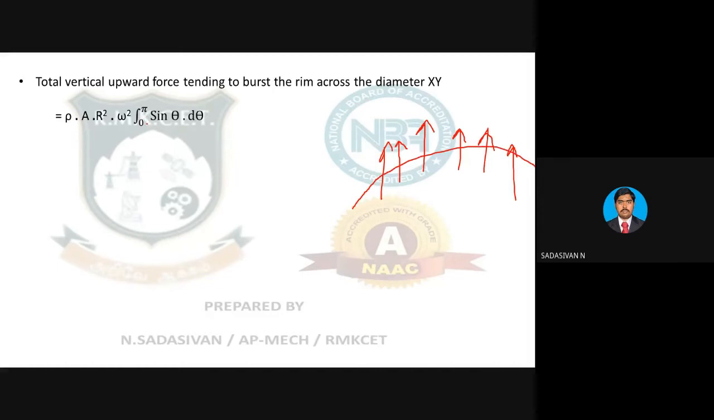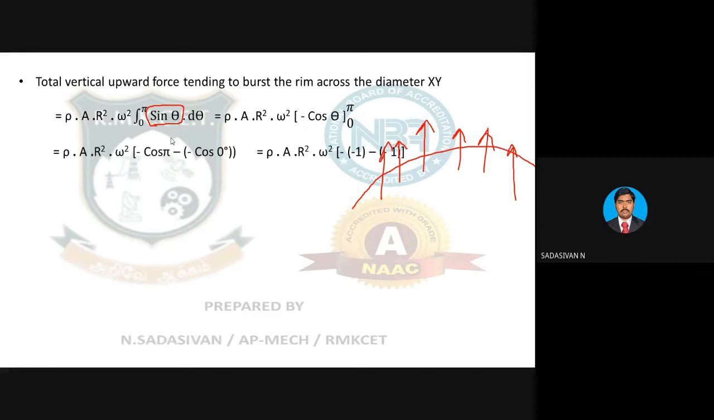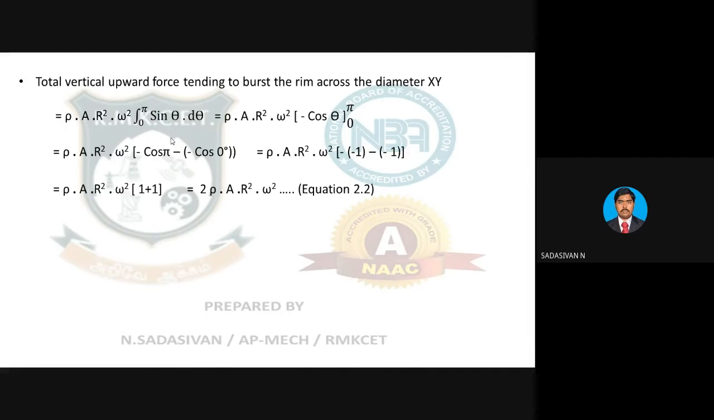So 0 to pi. Whichever is not a function of theta, put it outside. Integral 0 to pi sin theta. This sin theta comes from the vertical component. Now integrate it, and you get an answer of 2 rho a r square omega square. That is the solution of that integration.